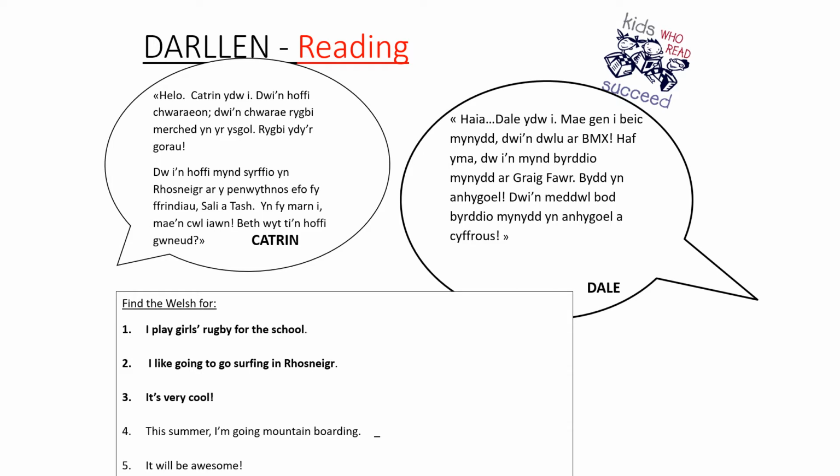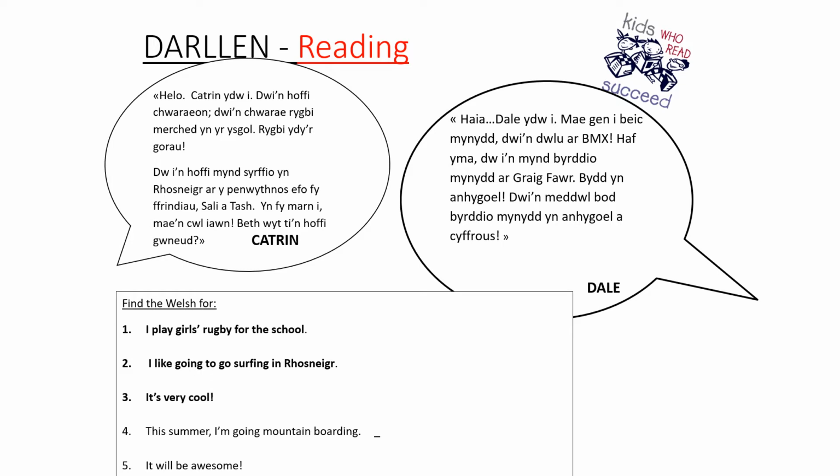Then underneath that you have got 5 sentences in English. So the first one says, I play girls rugby for the school. So I'd like you to look back at those speech bubbles and see if you can find the sentence, I play girls rugby for the school. If you think about it, it's only going to be in the first one because Katrin is the only girl speaking there. So if you go to Katrin's speech bubble and then see if you can find that sentence in Welsh. Rugby might be your clue word there.